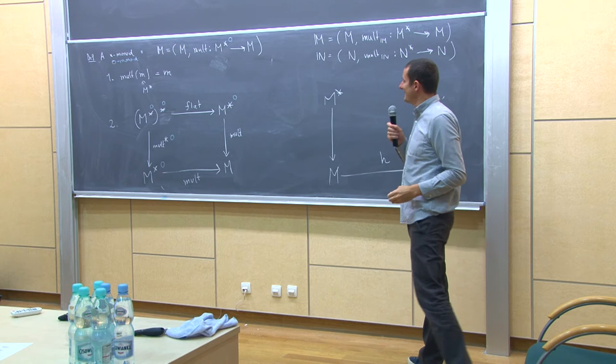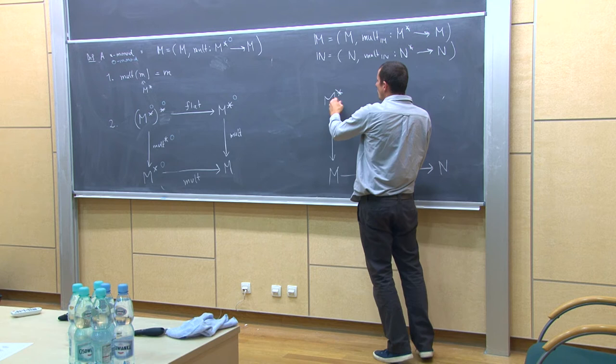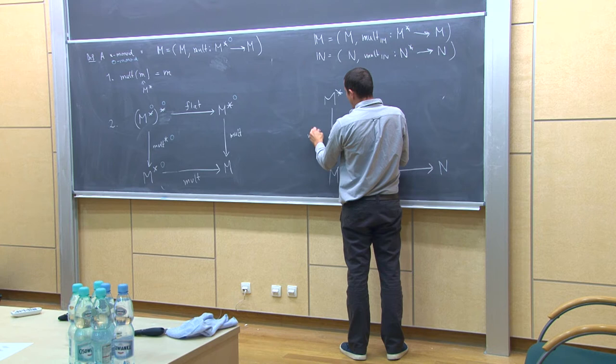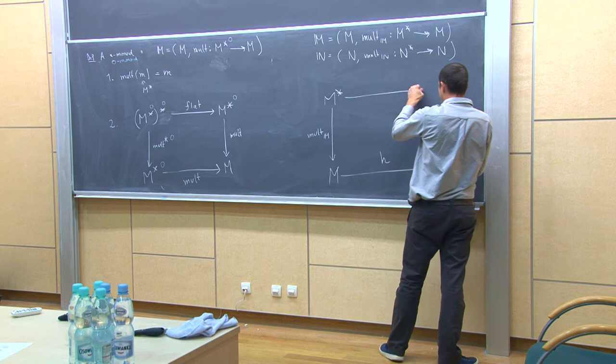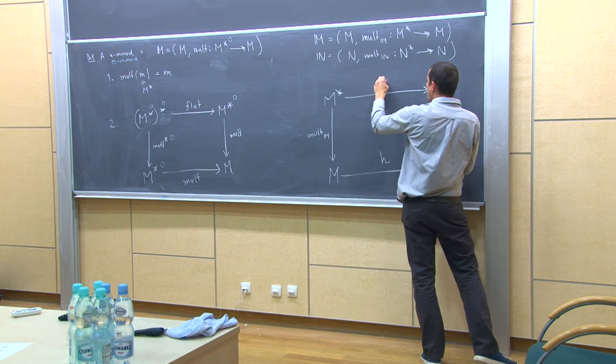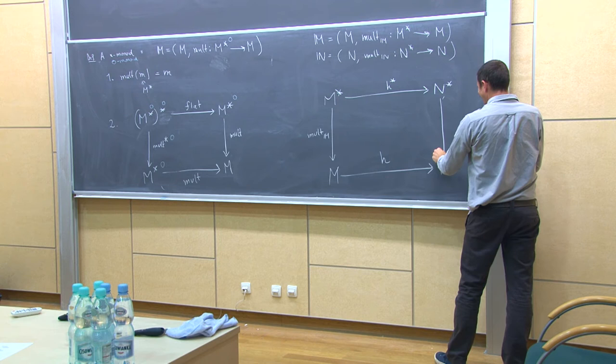So the commuting diagram is this: I have a decomposed word, and I can either multiply it in the source monoid and then apply the homomorphism, or I can apply it letter by letter, and then multiply it afterwards.